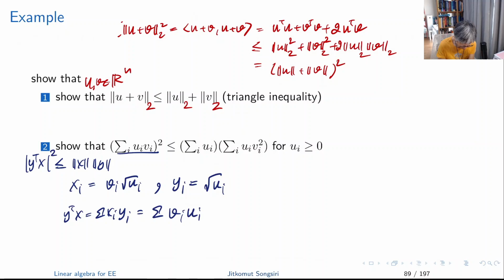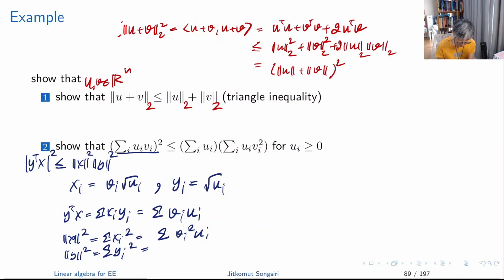Now I can make squares. The norm square of x is the sum of x_i squared, which is the sum of v_i squared over u_i. And obviously the norm square of y is the sum of u_i. So if you choose x and y in this way, this inequality follows directly from the Cauchy-Schwarz inequality.